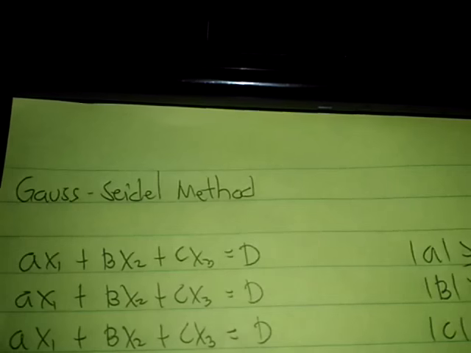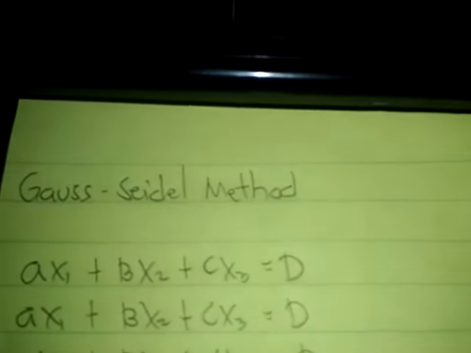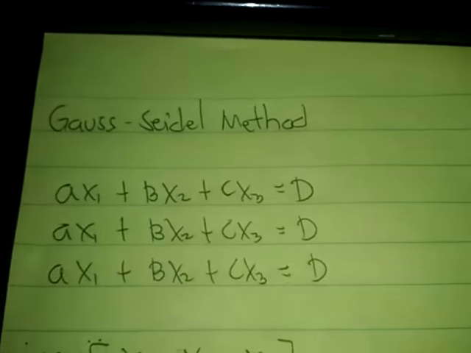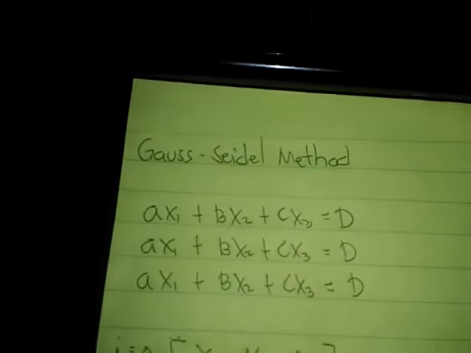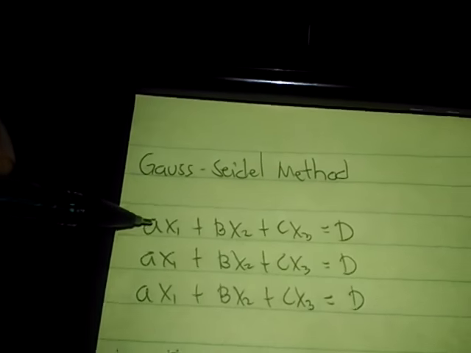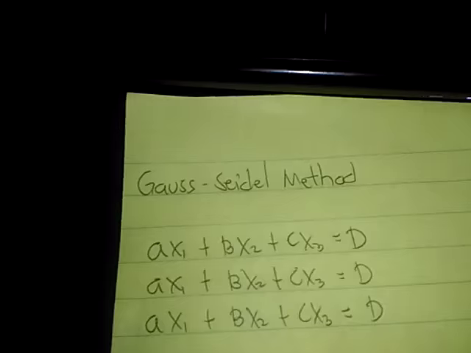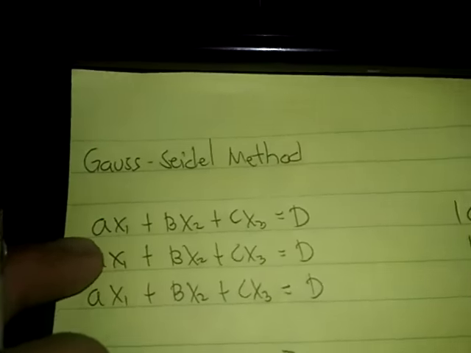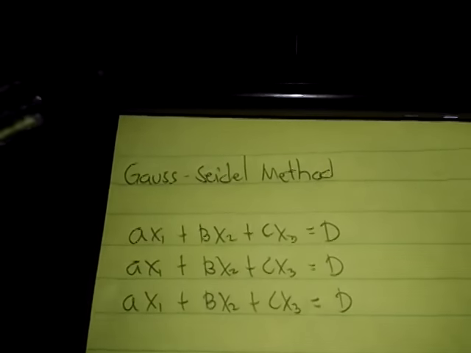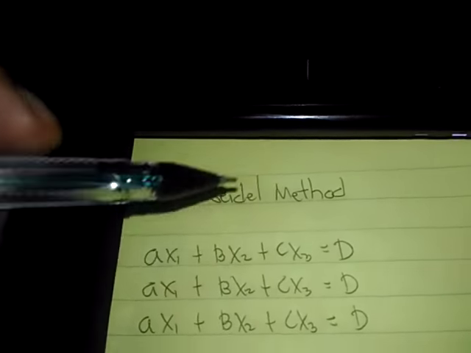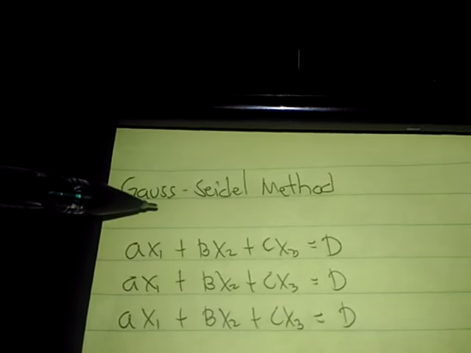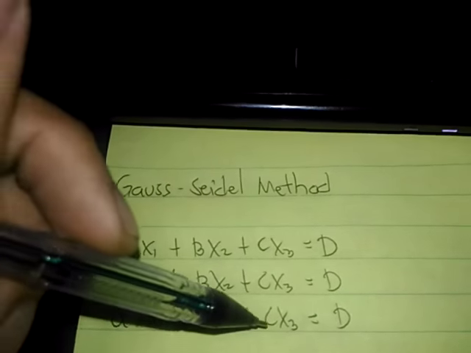So sa gabing ito, ituturo ko naman sa inyo kung paano mag-solve using Gauss-Seidel method. So Gauss-Seidel method. So sa method na to, meron tayong tatlong equations. So x1, x2, x3 equals t. So sa Gauss-Seidel method, meron tayong tinatawag na diagonally dominant bago mo magamit tong Gauss-Seidel method.